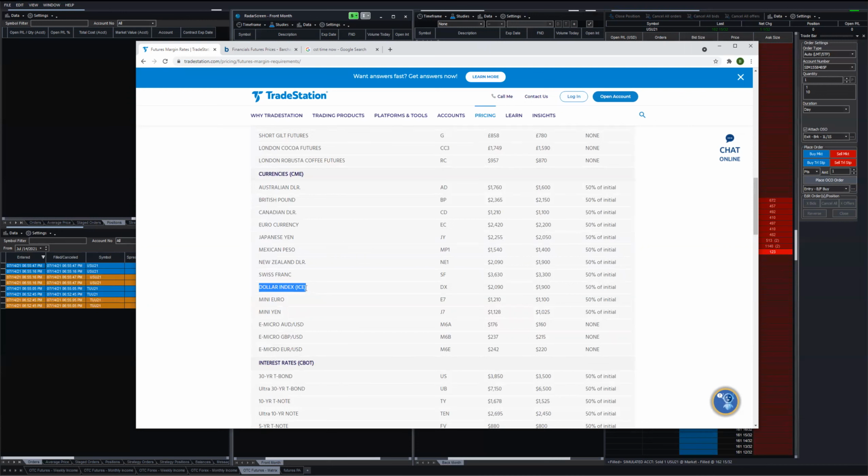So we have then all the soft products as well. And we have then the mini euro, mini yen, right? So for minis, we have only the mini euro and the mini yen. And then we have e-micros, which are most probably really micro lots, right? The Aussie dollar, British pound dollar, and the euro US, the euro dollar, basically, right?